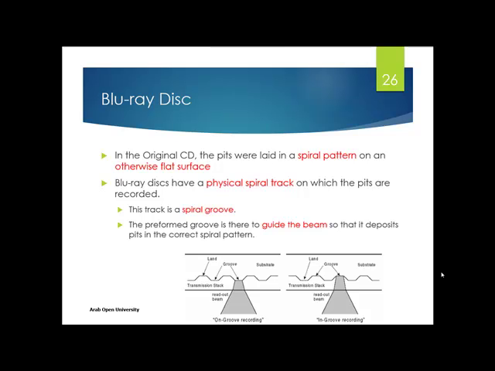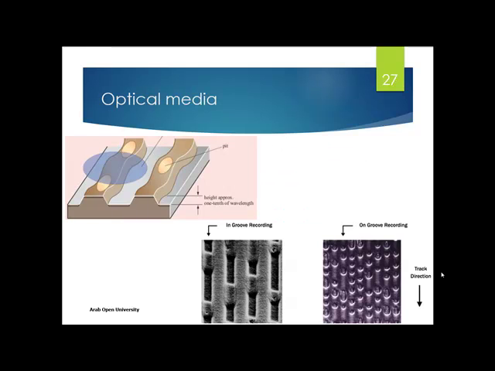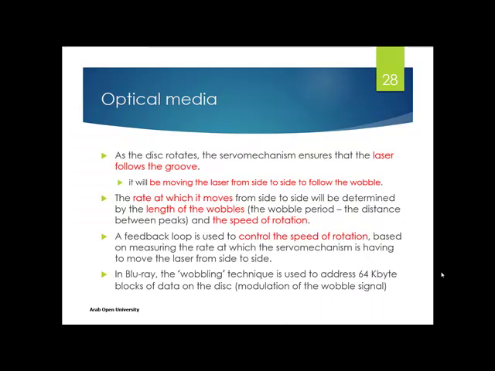This is what we call a spiral groove. So the groove is used to guide the beam such that the bits are written in the correct spiral pattern. So we have two types of recording: the in groove, where the bits are recorded in the groove, or on groove, on the border of the groove. So there is again a servo mechanism or closed loop control that ensures the laser follows the groove, and it will move the laser from side to side to follow the wobble.